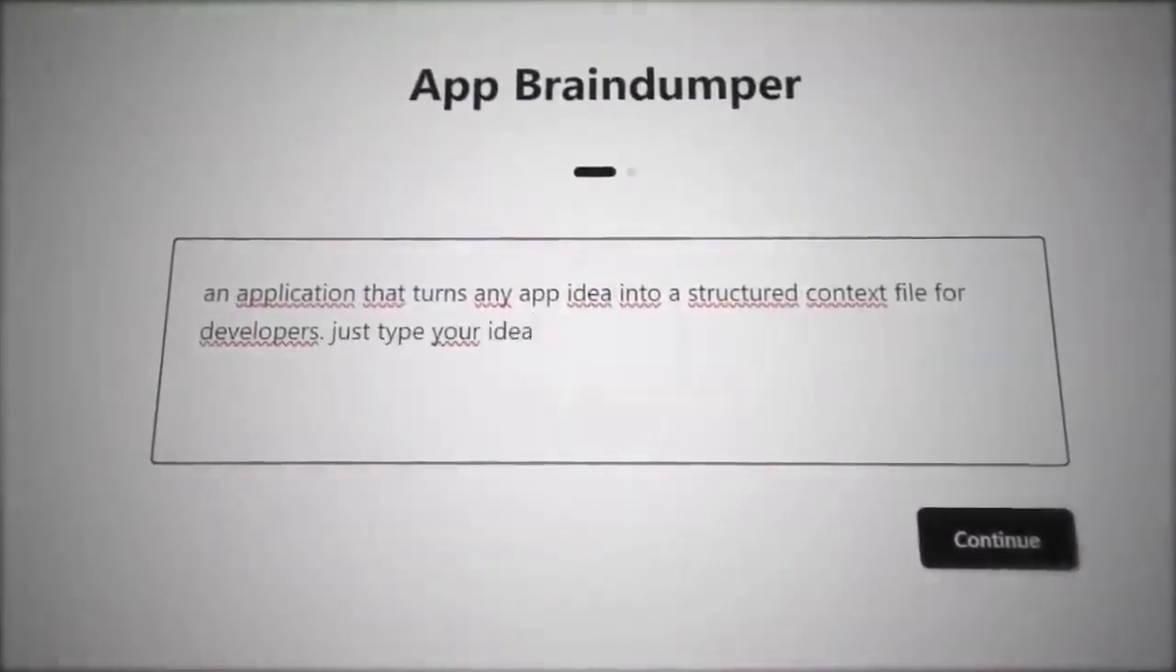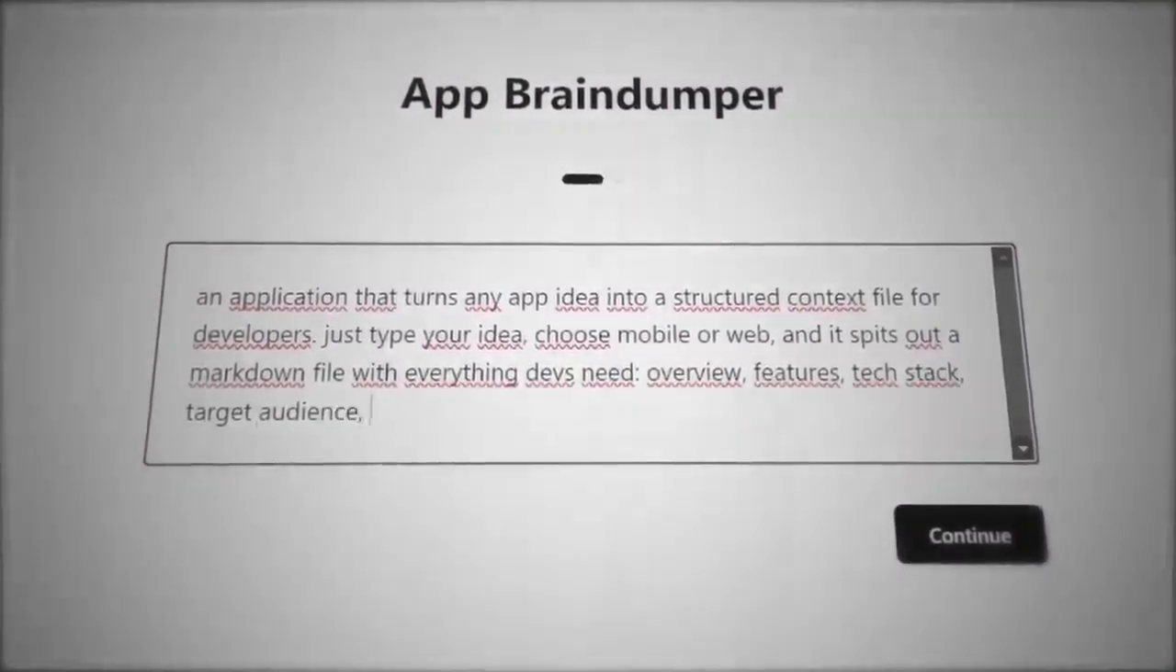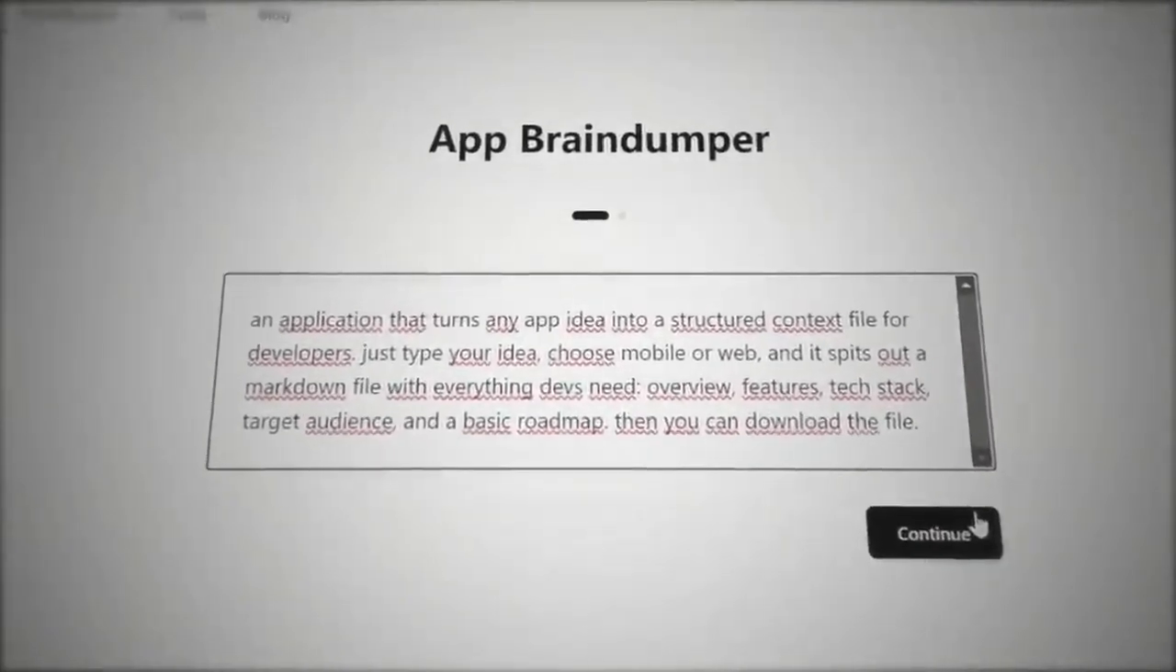Go to the first link in the description to open the Brain Dumper tool. And here, all you do is just type out every single detail of your app idea. And don't worry about the structure, just get everything brain dumped. The more details you write down, the better the AI can generate an optimized project blueprint for you.